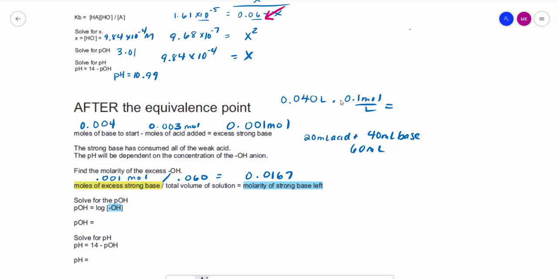So I'm going to solve for pOH. With this value still in my calculator, I'm just going to punch the log button, and I get a pOH of 1.78. That's not the answer, though. We're looking for the pH. pH is 14 minus that value, which should be 12.2. You could say 12.22. That's okay, too. No pun intended.